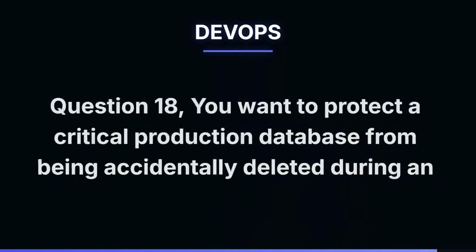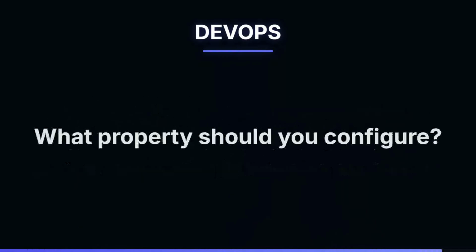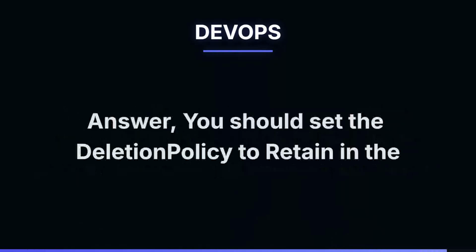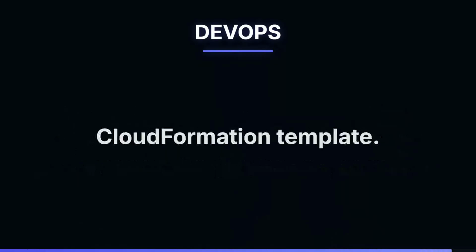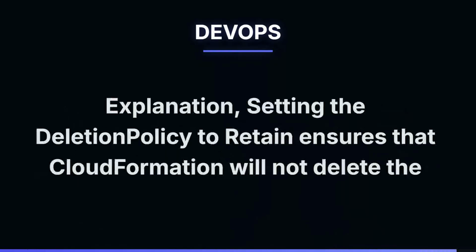Question 18. You want to protect a critical production database from being accidentally deleted during an infrastructure update, but you still want to manage it using templates. What property should you configure? Answer: you should set the deletion policy to retain in the CloudFormation template. Explanation: setting the deletion policy to retain ensures that CloudFormation will not delete the database resource even if the stack is deleted.